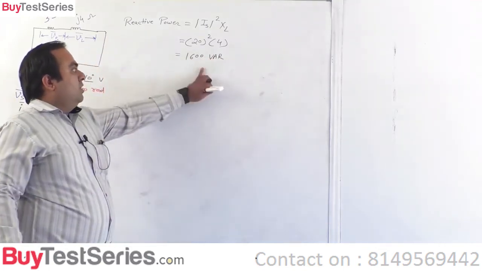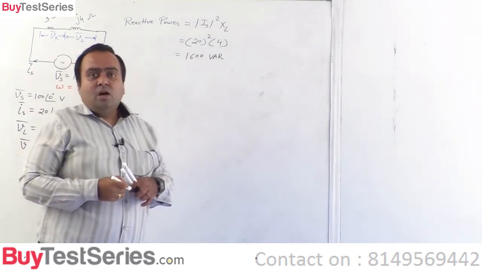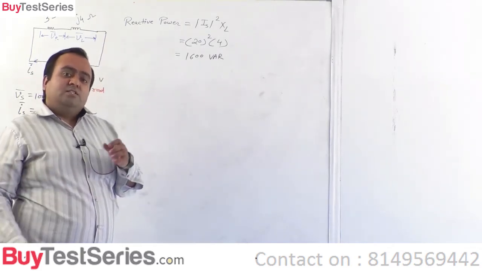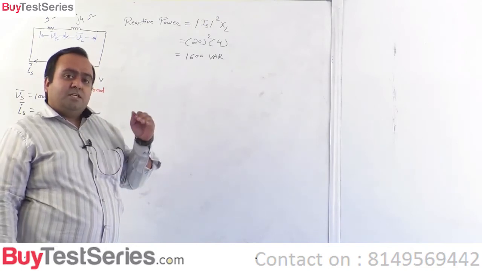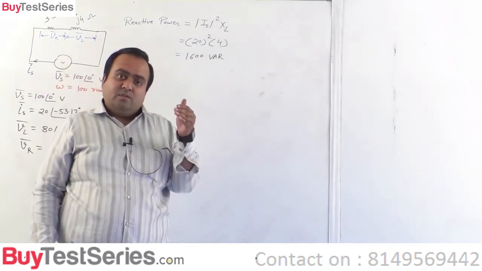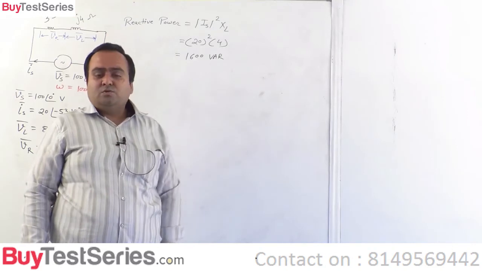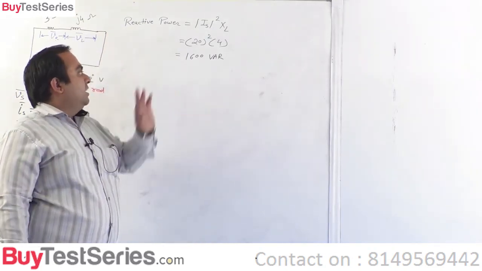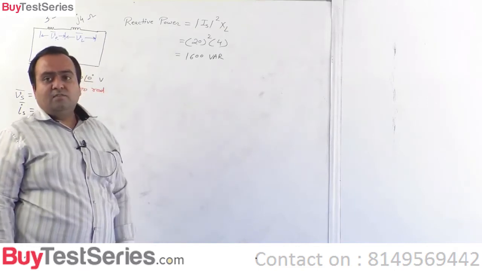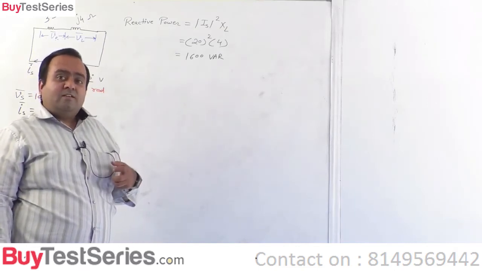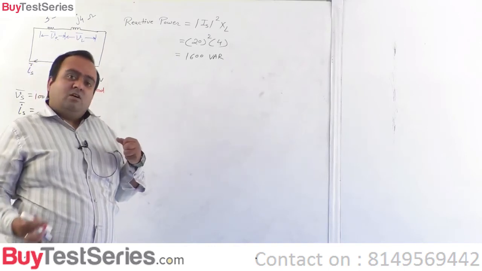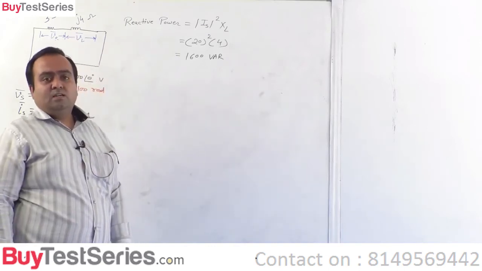We call it volt ampere reactive. Although dimensionally active and reactive powers are the same, just to differentiate between them, we express the active power in watts and the reactive power in VAR. So this is 1600 VAR. This much of reactive power is absorbed by the inductor, and therefore this is supplied by the source.